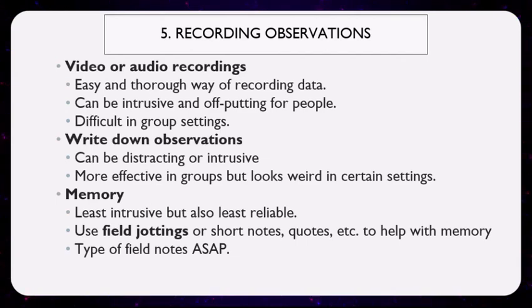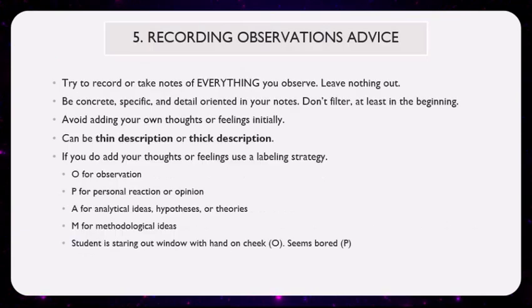We can use field jottings, which are short notes or quotes that we can write down either in a notebook or on an app on our phone to help with that memory. But ideally, when doing memory-based observations, we need to get home and write down our full field notes as soon as possible. In terms of recording our observations, we should try to record everything and anything.